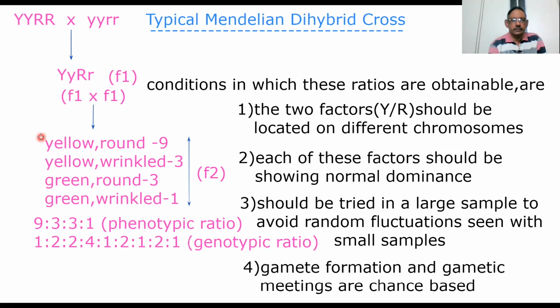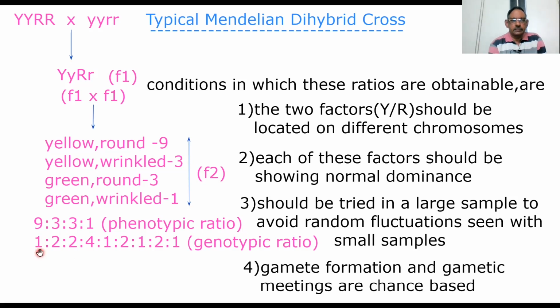These are the F2 progeny. There are 4 types of phenotypes: yellow round, yellow wrinkled, green round, green wrinkled, in 9:3:3:1 ratio. Therefore, this 9:3:3:1 is the phenotypic ratio of Mendelian dihybrid cross.